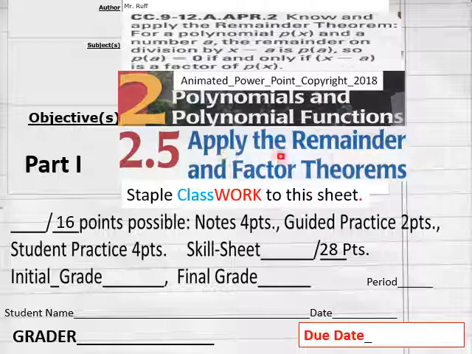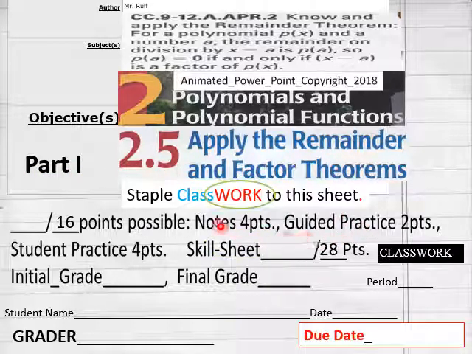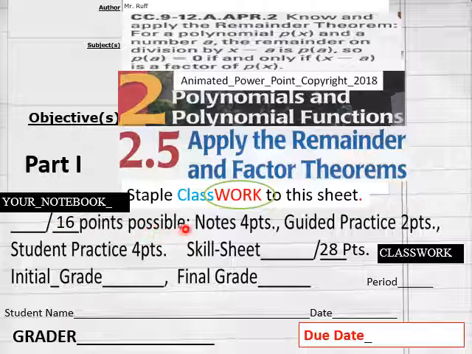2.5, apply the remainder and factor theorems, part 1. We have a skill check here of 28 points at the end of part 1. And then we have a note-taking guide that's got 16 points involved with it. And here's the standard here. Know and apply the remainder theorem for a polynomial.